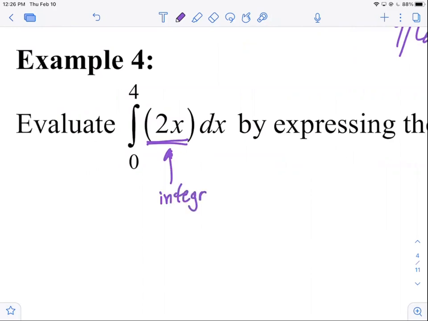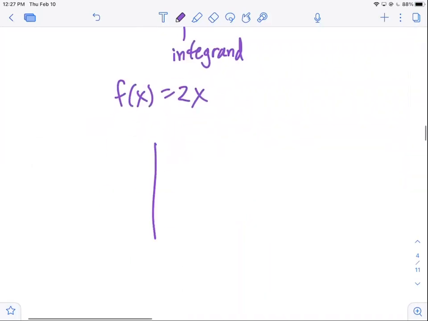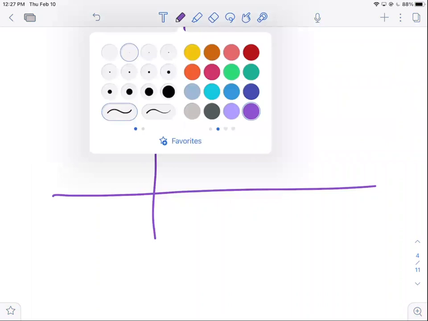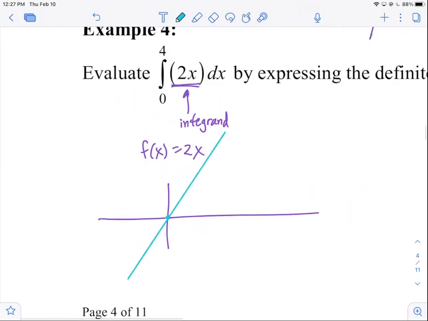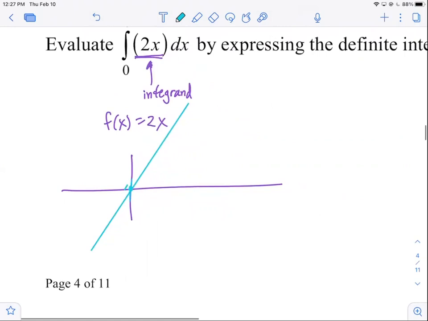Integrand. Good. And if we could sketch that, like f of x equals 2x, we can interpret any integral geometrically. Now, that from algebra 1 is the line with the slope of 2 everywhere that passes through the origin. Okay, so this one is asking us to integrate from x equals 0. So here's your left endpoint, and I'll just call this x equals 4.